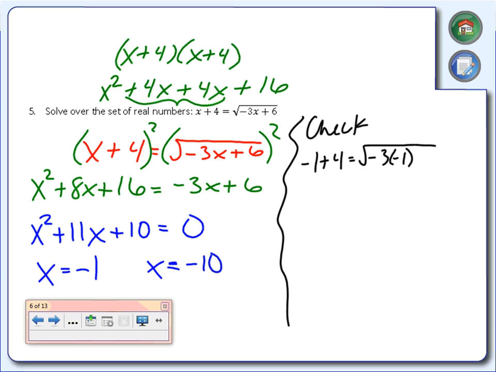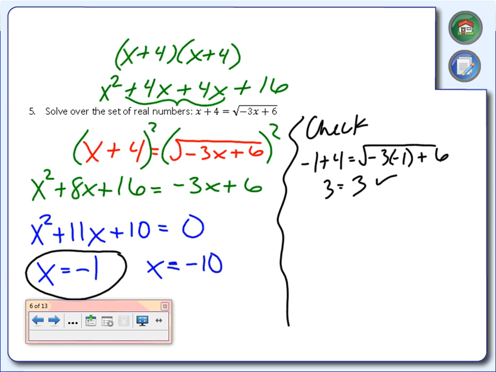All I'm doing is replacing the x with a -1 to see if this left side equals the right side. I know -1 plus 4 is 3. That's no big deal. This, I'm going to put in my calculator. The square root of -3 times -1 plus 6. Put that in your calculator, see what value you get. What number do we end up with? You get 3? Positive 3? Yes, sir. All right, so that looks okay. When I plugged in -1, the left side equals the right side, which means this -1 is a solution.